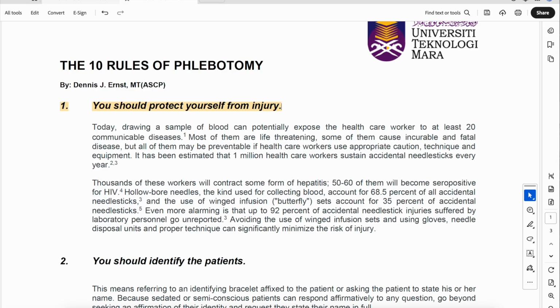Your protection strategy must include consistent use of personal protective equipment, PPE, proper needle disposal technique, and avoiding wing infusion sets when possible. Remember, every safety protocol exists because someone before you was injured. Learn from their experience, not your own mistakes.